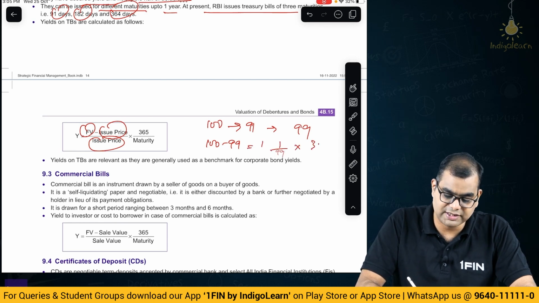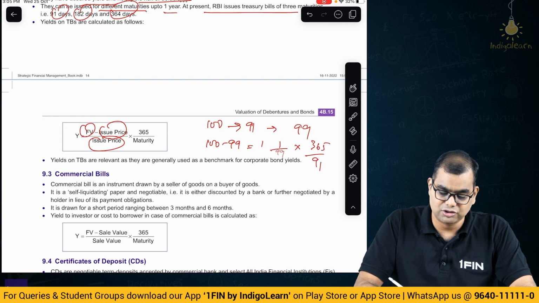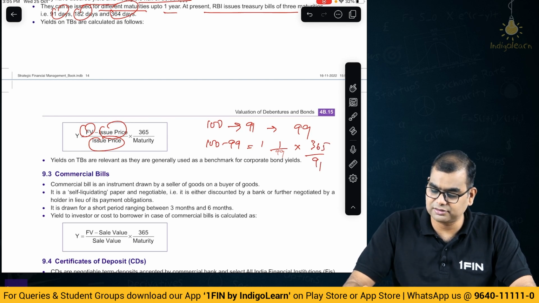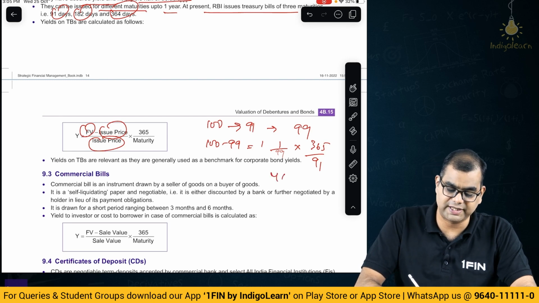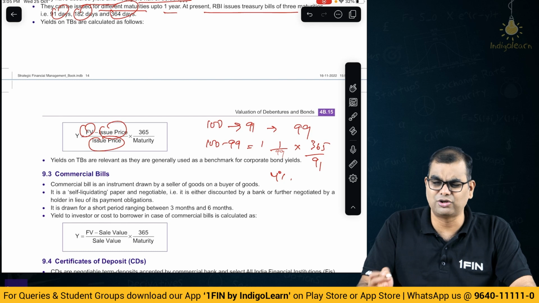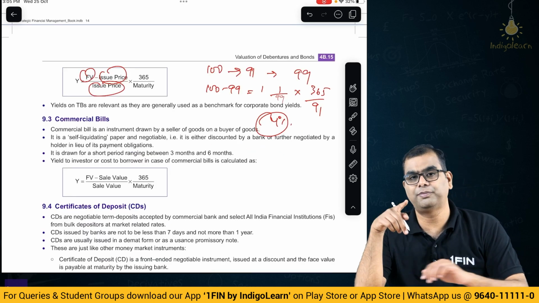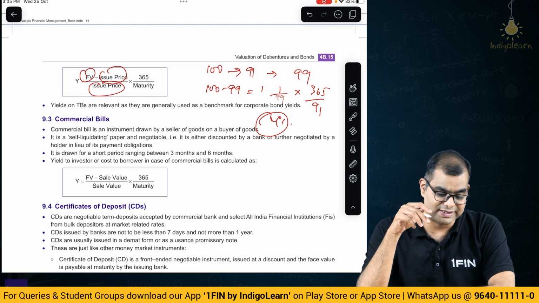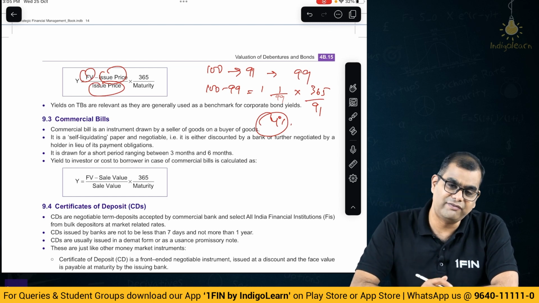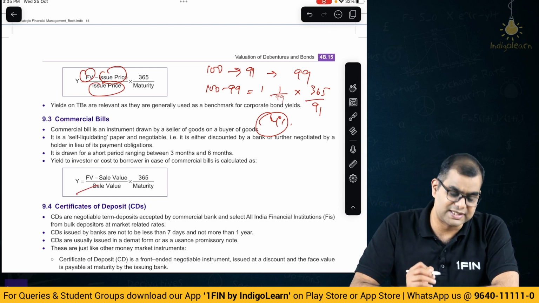So you do 365 by 91. So how much will you get? 365 divided by 91 into 1 by 99, in percentage terms, is about 4%, 4.05 something. So 4% is the yield on this T-bill. Please note, 4% is not the interest rate, 4% is the yield on the T-bill. In the same way you compute yield on commercial bills as well.